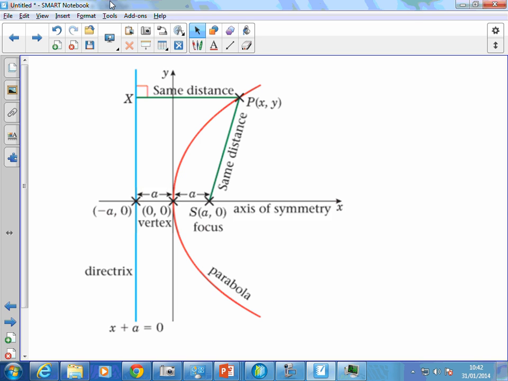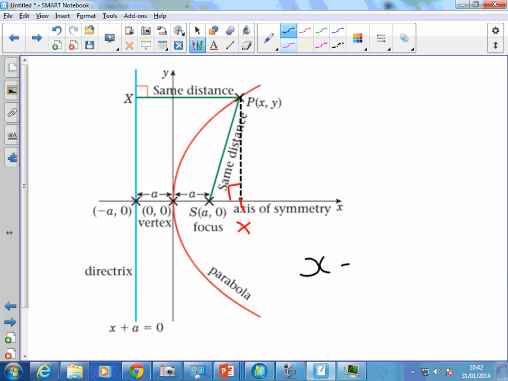Okay, so in order to satisfy that condition, we can say this is the point X, and this distance given in terms of X, A and Y, this distance, the green distance, the hypotenuse of the triangle, we can work out to be X minus A. In other words, this little distance here is X minus A squared plus that distance there, which is Y squared. Okay, so that gives us this hypotenuse here.